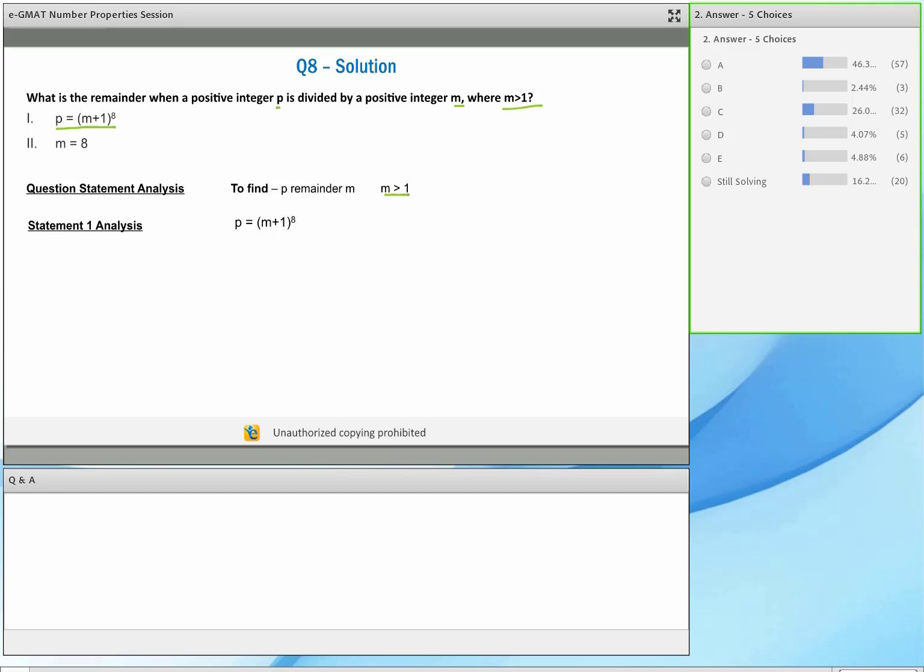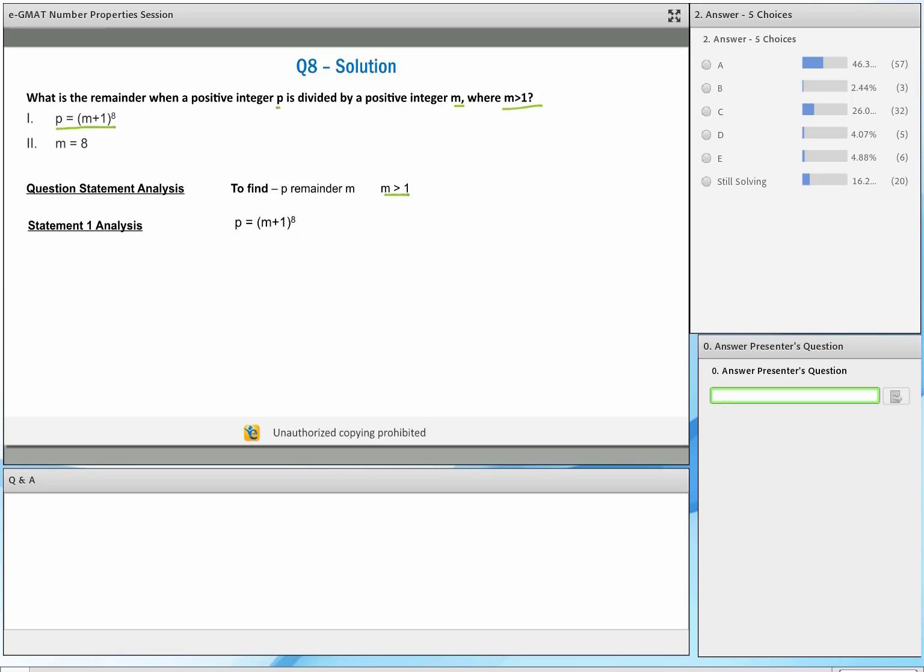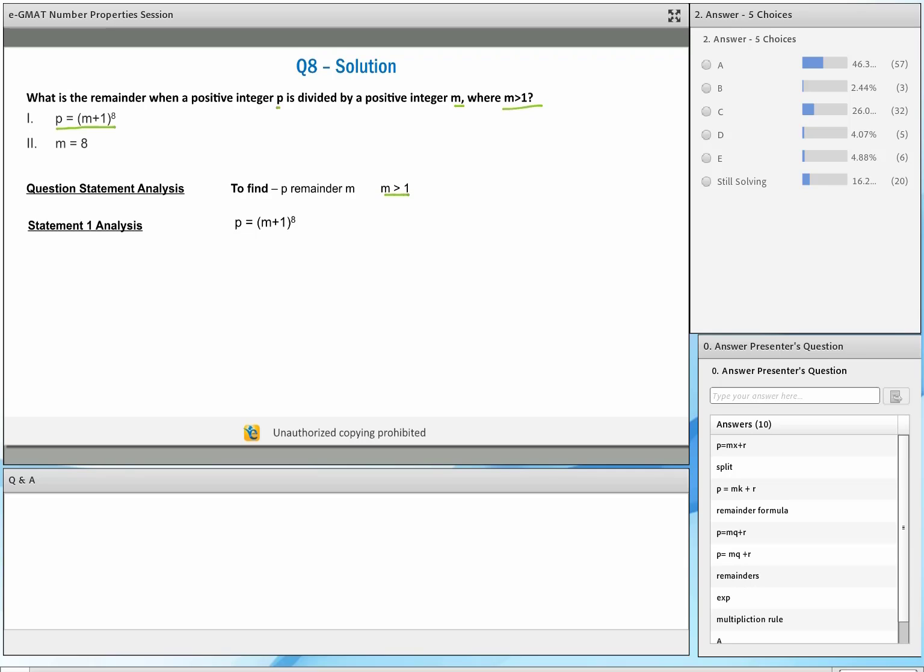Now, this is where you apply your conceptual understanding. And what concepts will you retrieve here? Tell me, what concept will you retrieve? Yes, p is equal to mq. What else? Remainder, yes, it's the multiplication rule, and it's the fact that you can add or subtract or multiply the remainders, right? That's the concept that you will retrieve here.